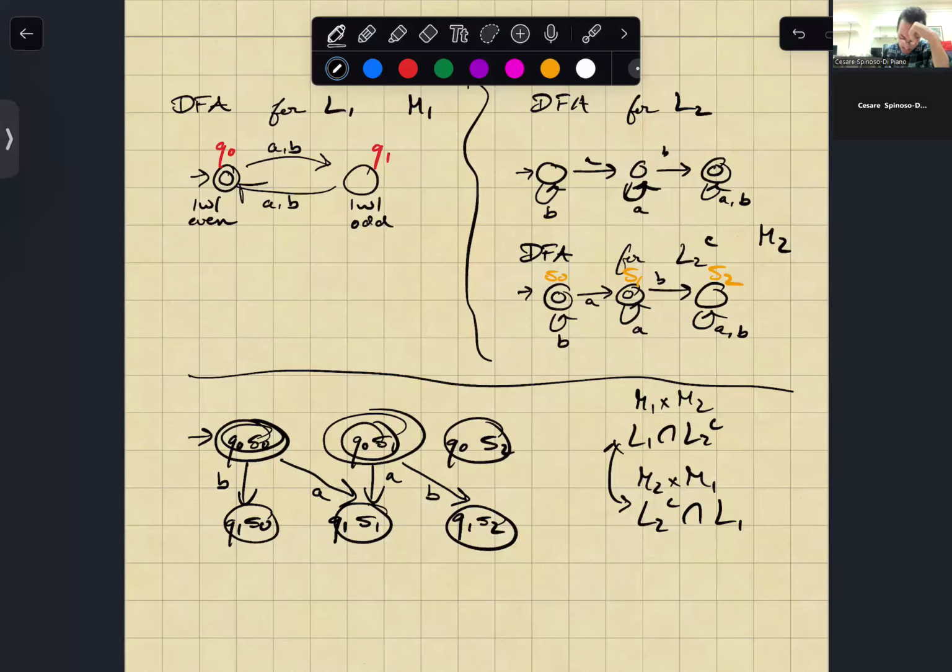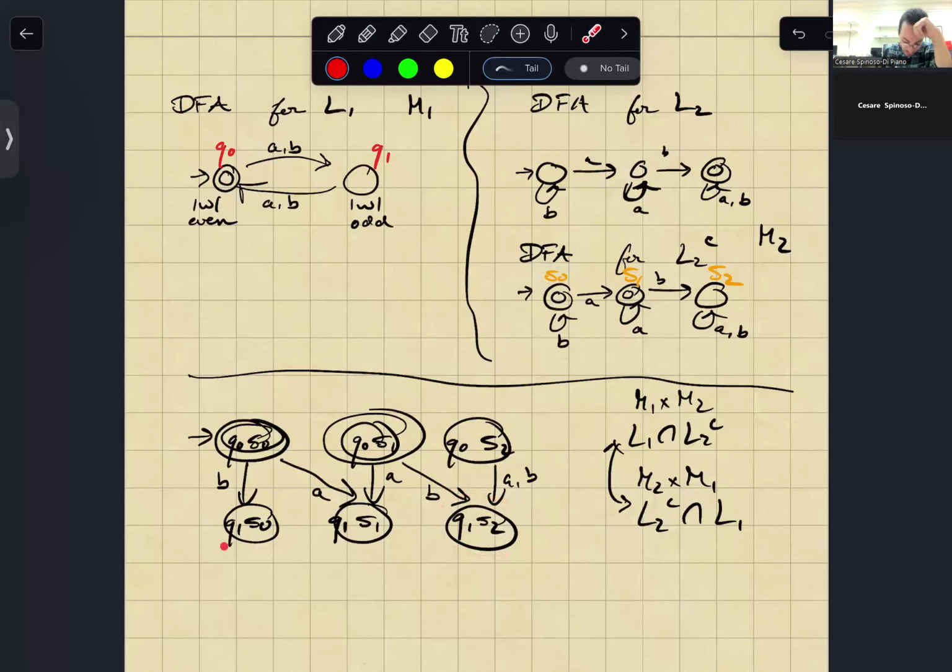And then Q0, S2, well, S2 reading A or B, you go to S2. And Q0 reading A or B, you go to Q1. So then we have AB here. I have a feeling that this is going to be a dead state.